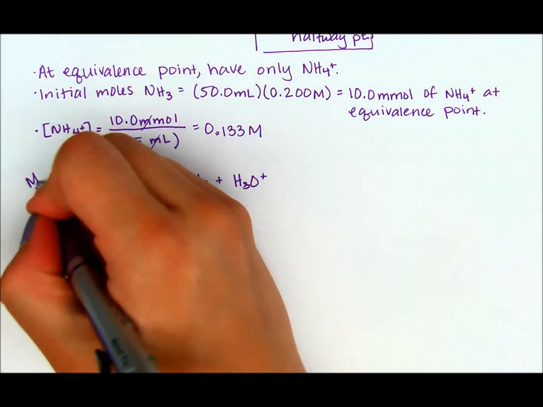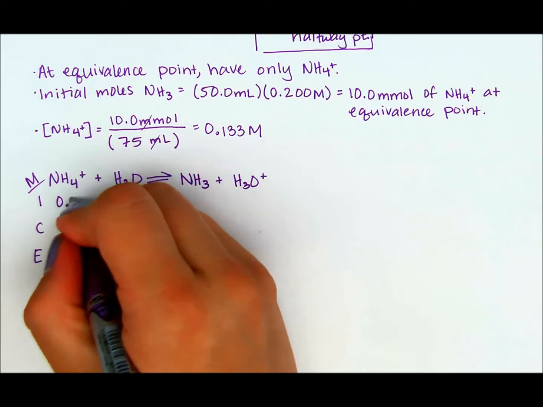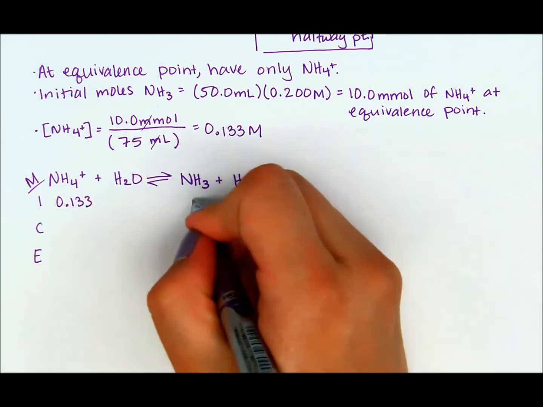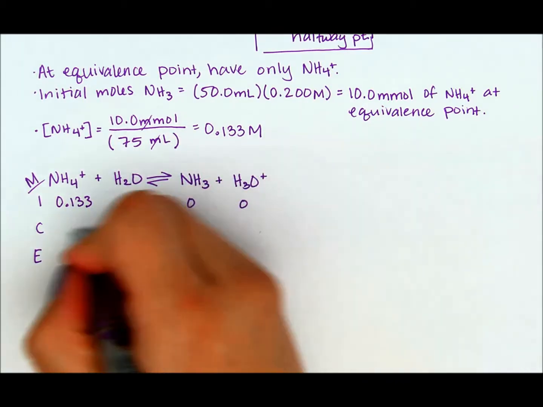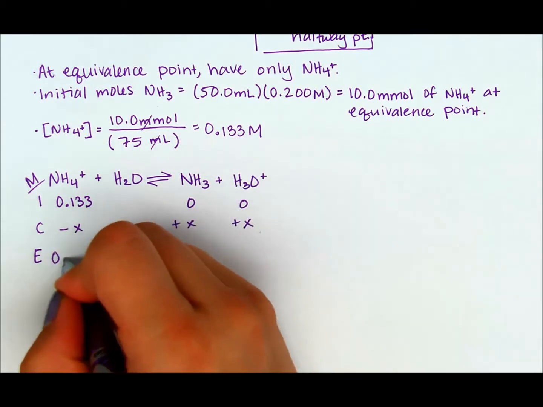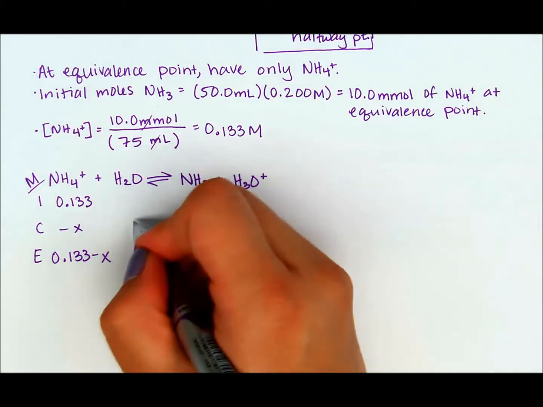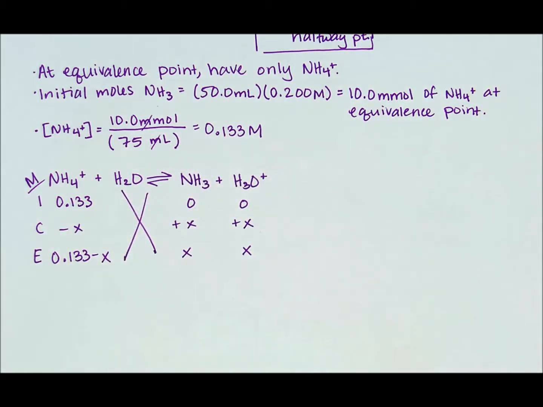So this is going to be molar. I calculated my initial moles here as 0.133 molar. Haven't formed any product yet. Minus X, plus X, plus X. 0.133 minus X. We formed X and X there. And of course H2O doesn't count because it is a pure liquid.